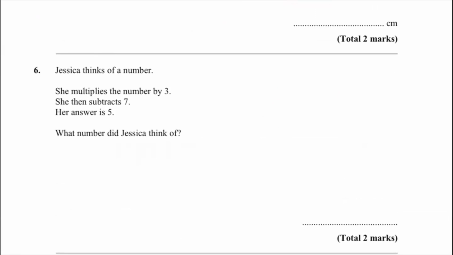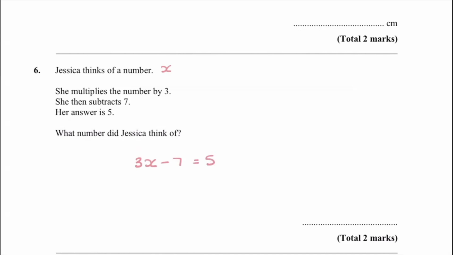Okay, so Jessica thinks of a number. If Jessica thinks of a number and you don't know what it is, you need to call that number X or A or N or any letter that you would like. It's a number I don't know. So we've got our X and she multiplies it by 3. So we've got 3X. She then subtracts 7 and her answer is 5. And we've got to work out that number.